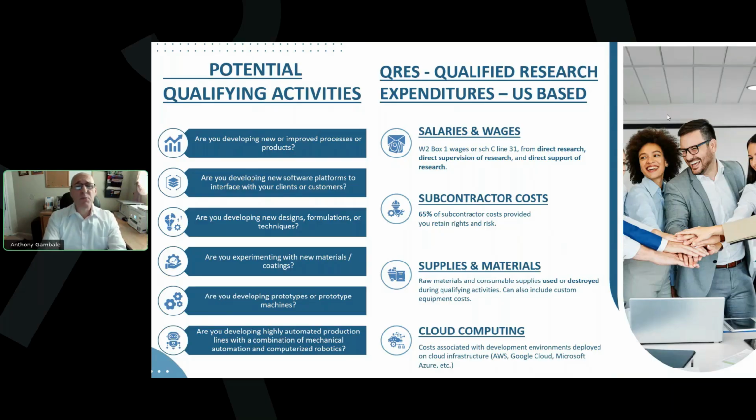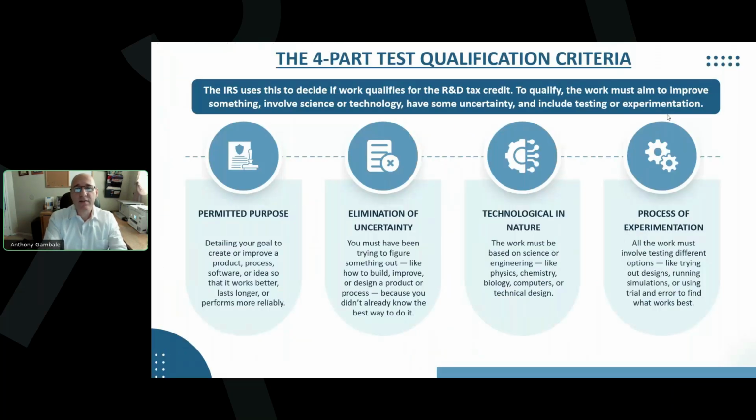Okay, any supplies or materials that were consumed or destroyed throughout the discovery process also count, and of course, cloud computing is also an activity. So now we know what activities could possibly qualify and what expenditures qualify. Let's talk about the testing, right? So there's a four-part test, a criteria test that the federal government requires you to pass in order to qualify for these research and development credits, right? And the state also has a similar one.